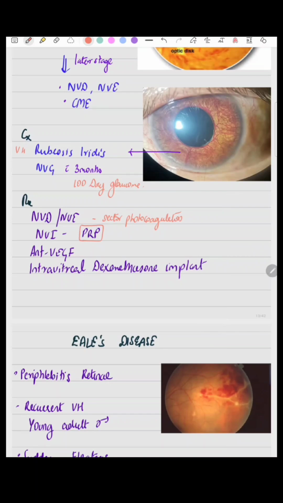Then intravitreal anti-VEGF agent is a treatment for macular edema secondary to BRVO. Then we can give intravitreal dexamethasone implant, micropulse laser, and intravitreal triamcinolone can also be given.